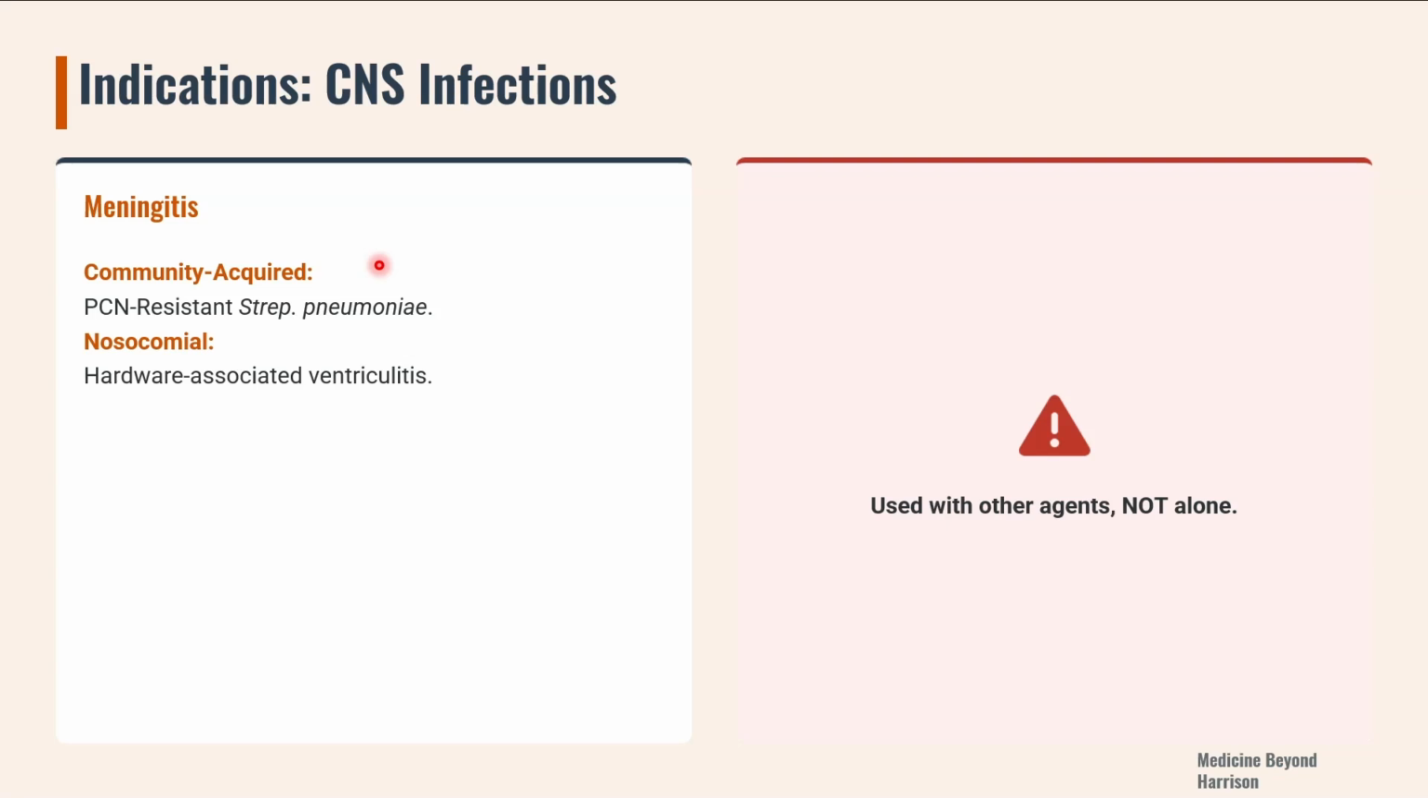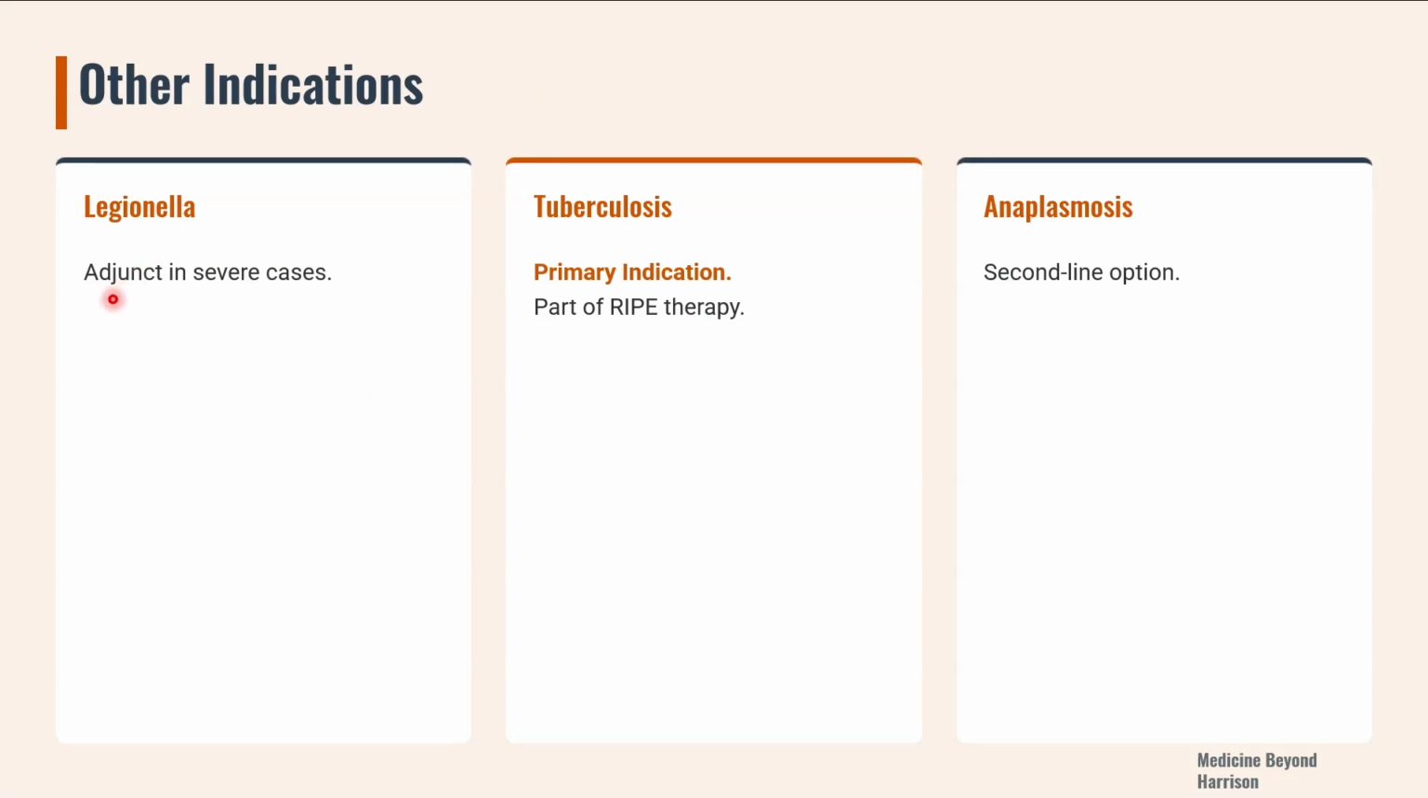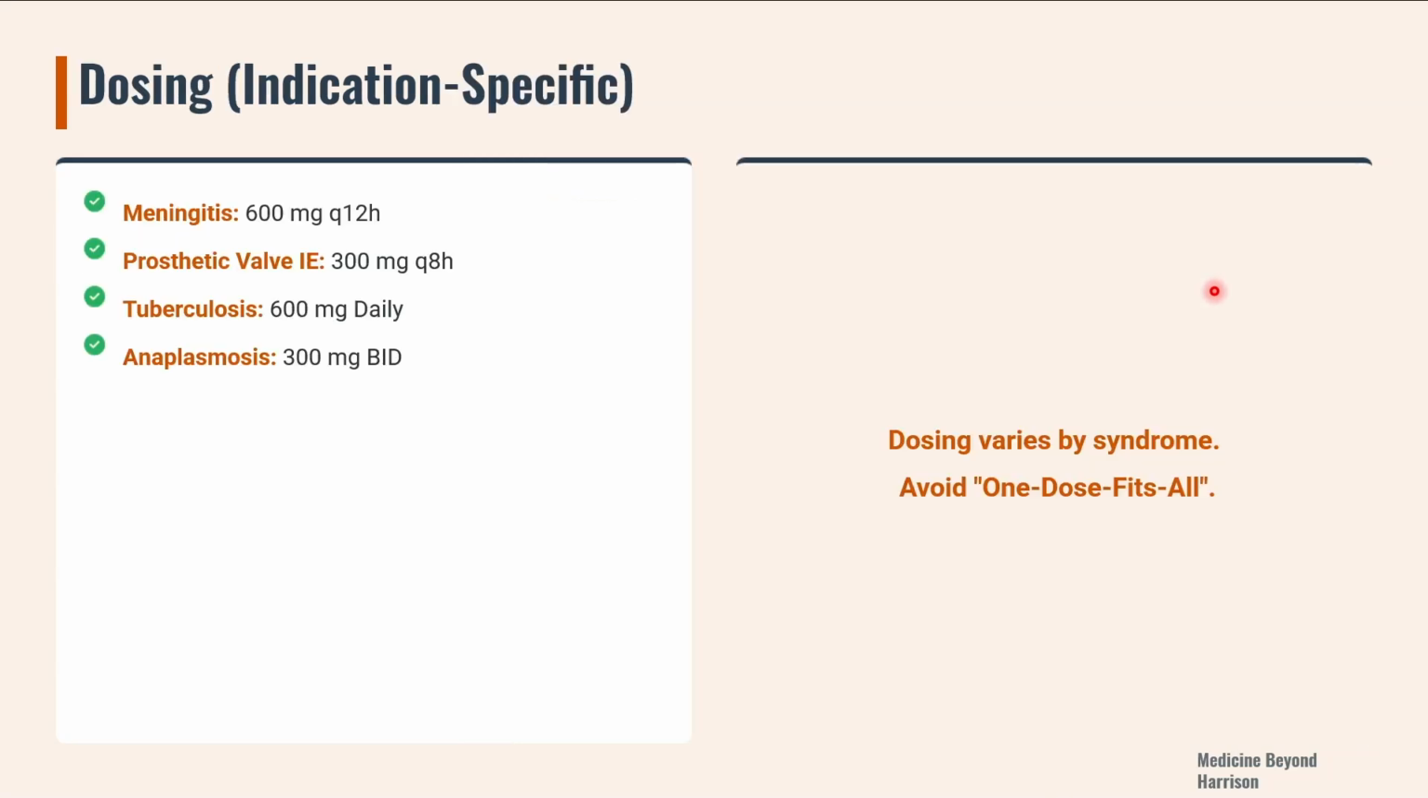For CNS infections, such as penicillin-resistant Streptococcus pneumoniae, you can go for rifampicin. Again, with hardware and associated ventriculitis, in the case of a VP shunt leading to ventriculitis, you can go for rifampicin, used with other agents and not alone. Other indications: regional adjunct in severe cases. Tuberculosis, the primary indication, with rifampicin, isoniazid, pyrazinamide, and ethambutol therapy. Anaplasmosis: rifampicin can also be used as second line.